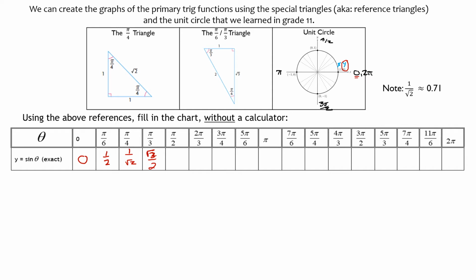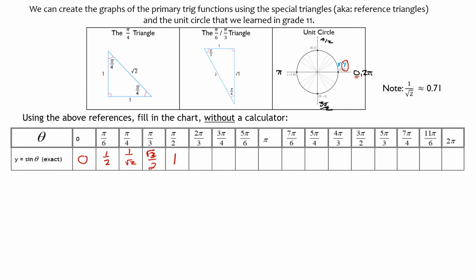The next one is pi over 2. So for pi over 2, we don't have a pi over 2 triangle, but right here's our pi over 2. Sine means you look at the y value of the coordinate, and the y value is a 1. So sine of pi over 2 is 1. Now 2 pi over 3.